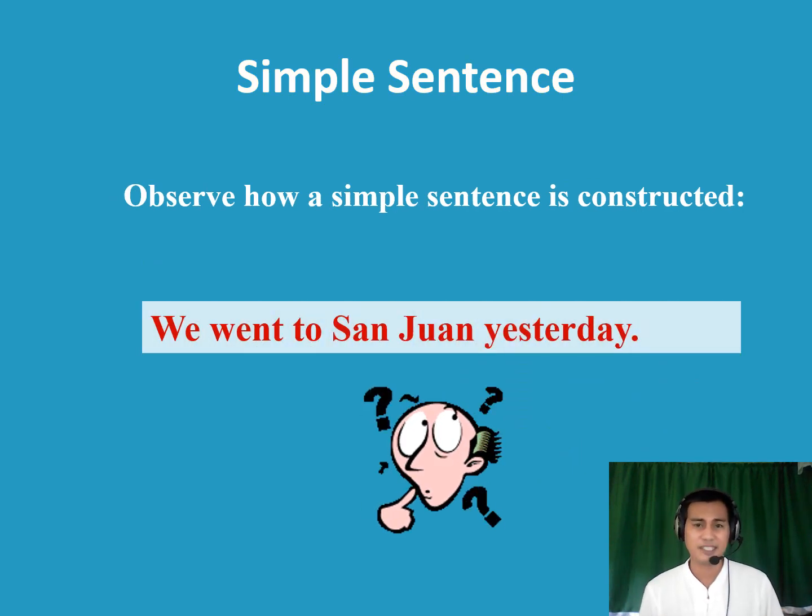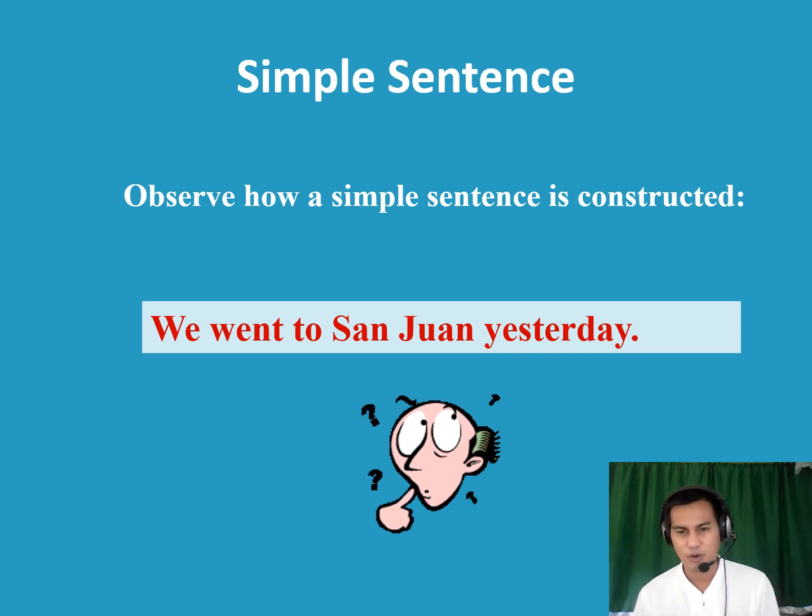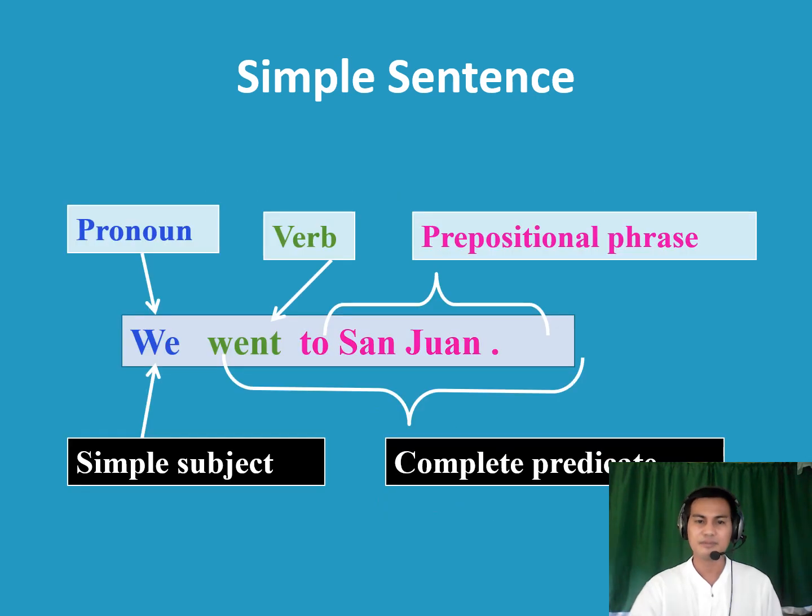Now let's observe how a simple sentence is constructed. Example here: We went to San Juan yesterday. That's our sentence. Who went to San Juan yesterday? We. Then what did we do yesterday? Where did we go? When did we go? So that's we went to San Juan yesterday. That's our whole predicate phrase, the complete predicate. Now let's analyze that sentence. We went to San Juan yesterday.